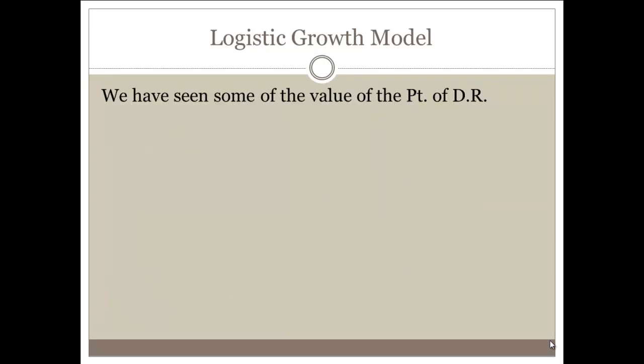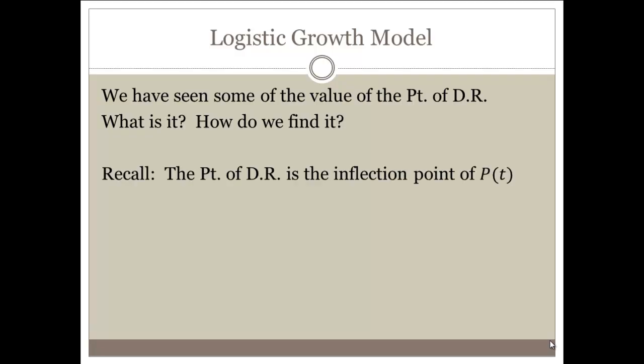At this point, we have seen that the point of diminishing return gives us a good understanding of what's happening with our function. So what is the point of diminishing return? How do we find it? Recall that we saw the point of diminishing return is the inflection point for P of t. So we need to find when the second derivative of P equals 0.